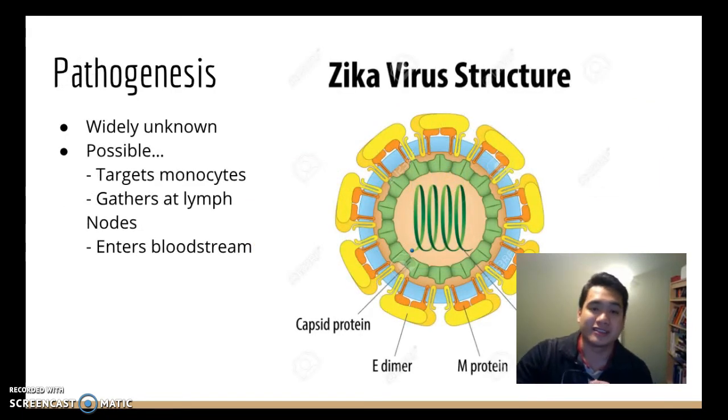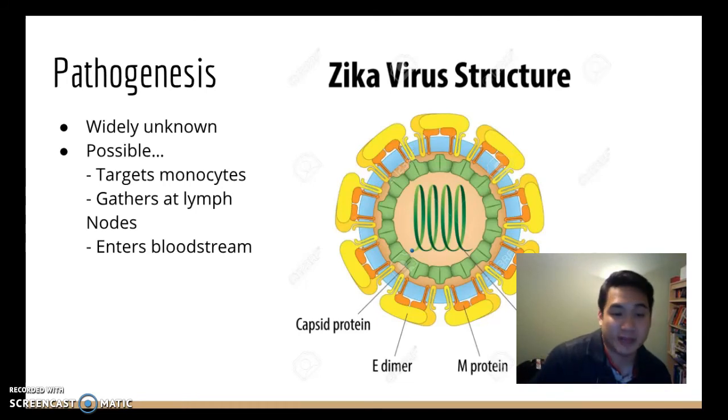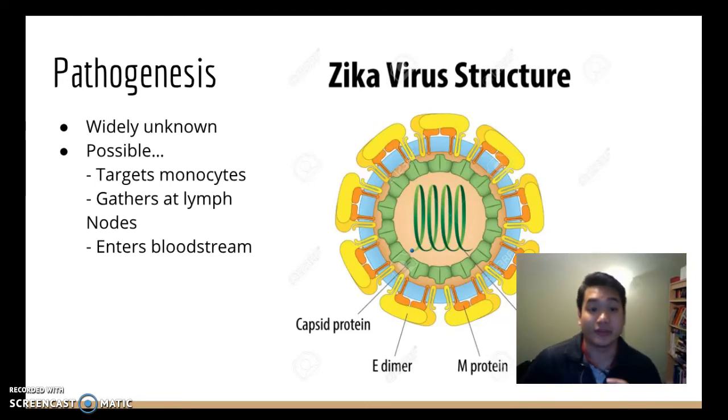So the pathogenesis of the Zika virus is widely unknown. It's still being studied today. Some articles that I read included the virus targeting monocytes, which are immune cells. These monocytes can enter various parts of the body, which is how the virus possibly enters parts of the body. Other hypotheses include gathering in the lymph nodes and entering the bloodstream. But again, it is very widely unknown.